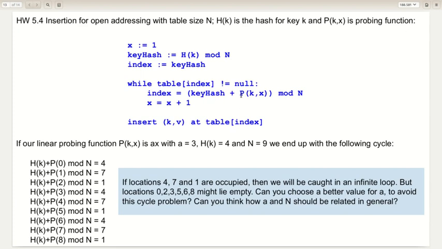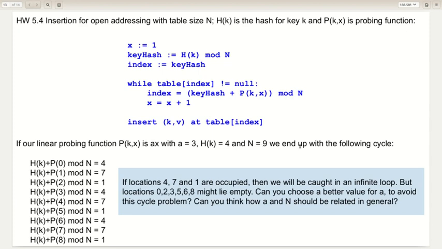Now suppose I have a specific probing function. I have a linear probing scheme, where what Naveen was discussing is always searching the next position. But I can have any kind of linear probing. So here I am jumping by 3. I have a probing function a times x, with a equal to 3. And suppose for some key my hash value is 4 and my table size is 9.